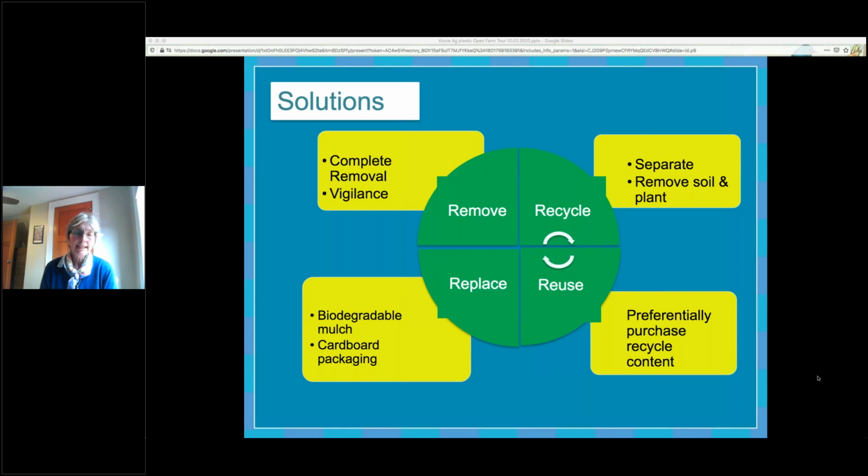And the fourth way that we can find better solutions for plastic use is to look at ways to replace plastic, to replace polyethylene mulch with biodegradable mulch, and to replace plastic packaging with recyclable cardboard packaging. Next slide.